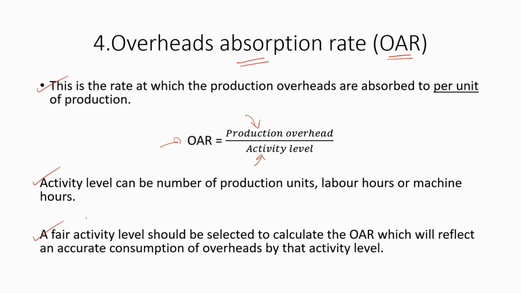A fair activity level should be selected to calculate the OAR, which will reflect an accurate consumption of overheads by that activity level. If the question is not directly indicating what the activity level is, you have to select a fair activity level in order to calculate the OAR.